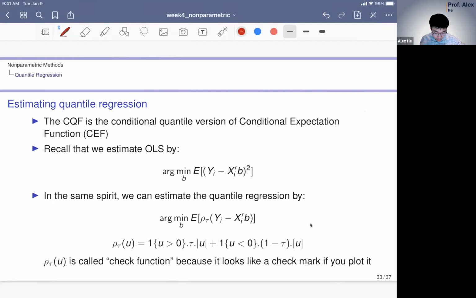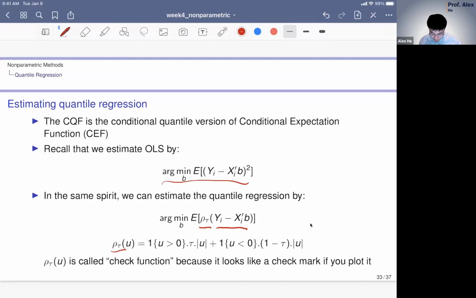And then the way you estimate the quantile regression is kind of like OLS regression. So in OLS, we minimize the mean squared error, right? So in quantile regression, you also minimize something. And this thing is the rho tau function as a function of the difference between the actual y and the predicted y. It's sort of important what this rho function is. This rho function is called a check function because it looks like a check mark.